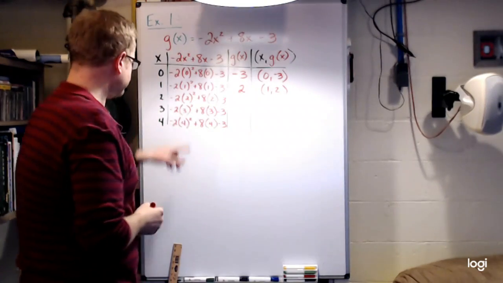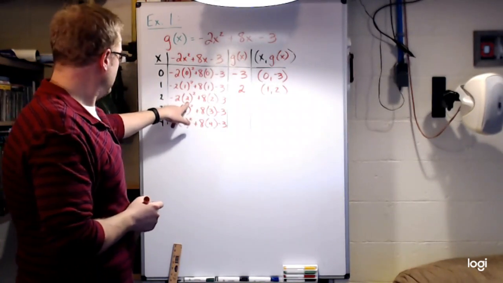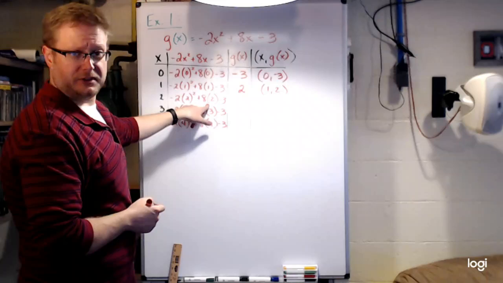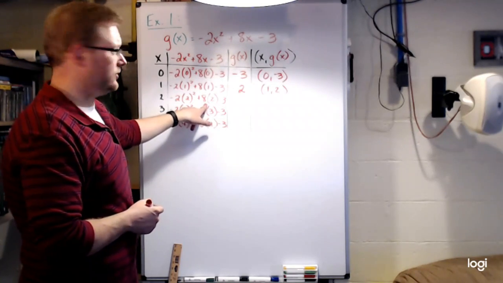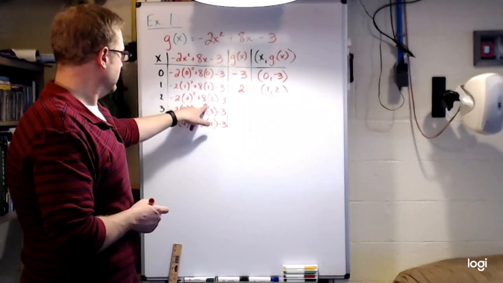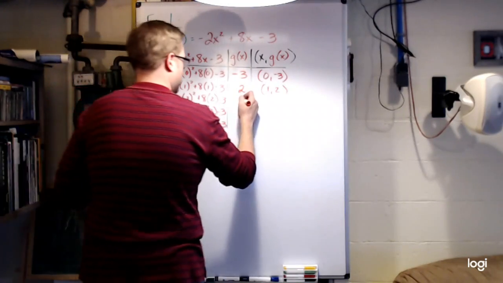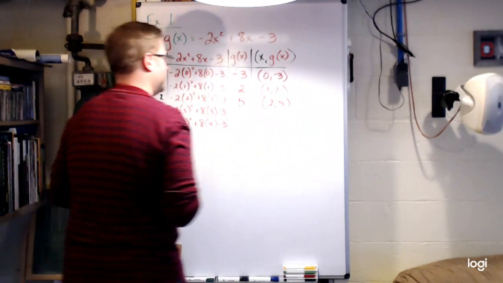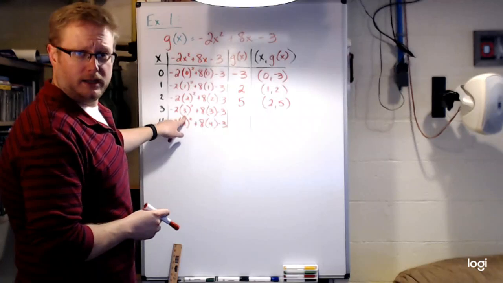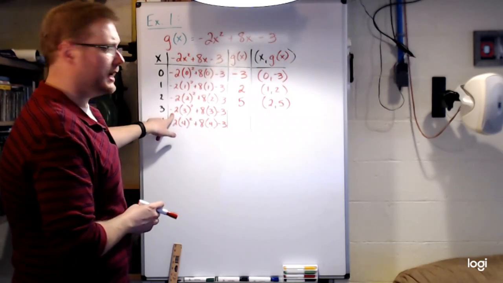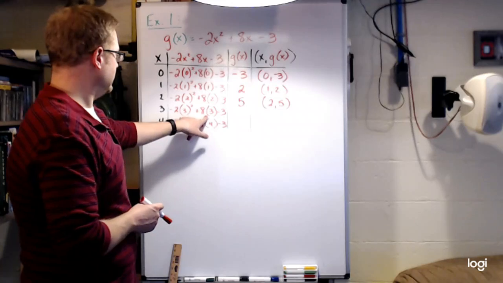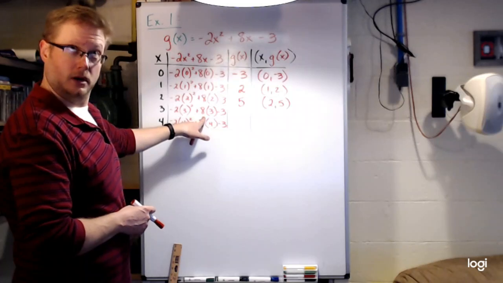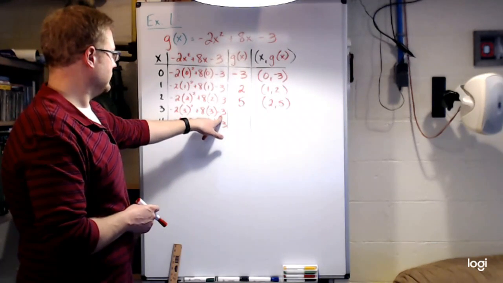Let's keep going. 2 squared is 4. 4 times -2 is -8. 8 times 2 is 16, so -8 plus 16 is +8. +8 minus 3 is 5. So 2, 5 is our coordinate. 3 squared is 9. 9 times -2 is -18. 8 times 3 is 24, so that's -18 plus 24 is 6. 6 minus 3 is 3.